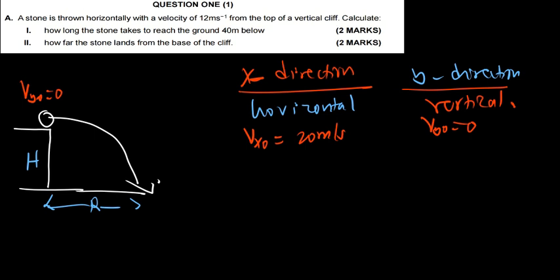Okay, now we are trying to find how long the stone takes to reach the ground. The height, we have been told, is 40 meters. The formulas which we use under projectile motion are the same formulas which we use under free fall motion. So if you have not watched my video on free fall motion, you can watch it so that you have an idea of how I'm going to be solving these questions.